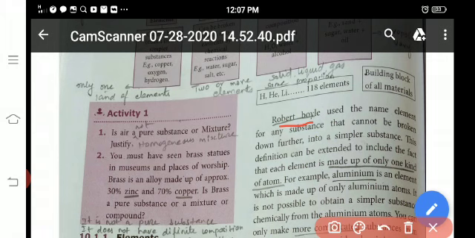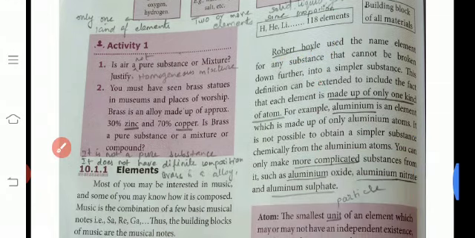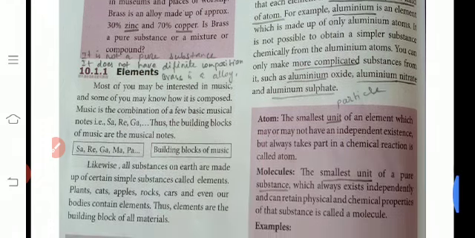For example, aluminium is an element made up of only aluminium atoms. It is not possible to obtain a simpler substance chemically from aluminium atoms. You can only make more complicated substances from it, such as aluminium oxide, aluminium nitrate and aluminium sulfate. These are compounds. Aluminium is the only element.